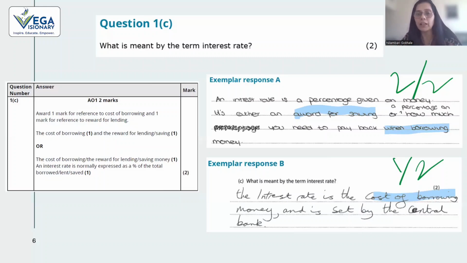While exemplar B is mentioning only half of the answer, that is the cost of borrowing. Even though additional information is given, like it is set by the central bank, even though it is correct, it doesn't necessarily gain marks for you. So that's how the 2 marks, to be specific, should be given.